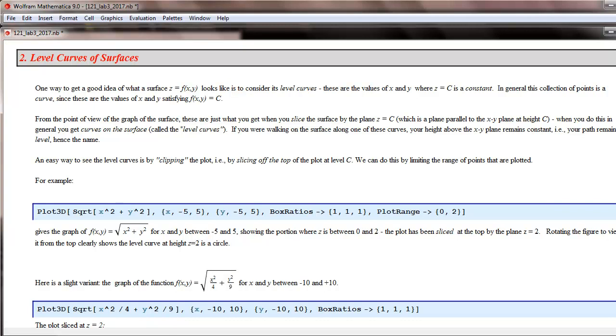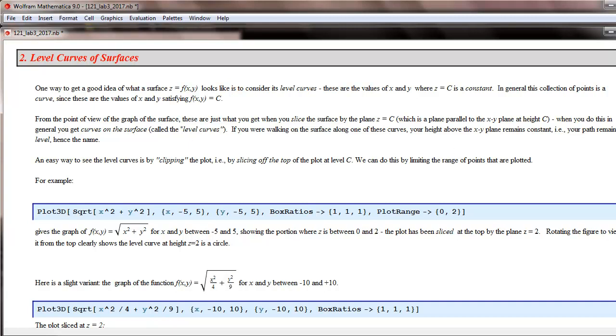Okay, so in this part of the lab, we're going to explore level curves of surfaces. The idea here is that if we have a function of two variables like f of x, y, we might want to get an idea of what it looks like by looking at level curves. A level curve is basically a set of points that all have the same height on the surface. If you have done any hiking or camping and you've looked at contour maps, it's exactly the same idea.